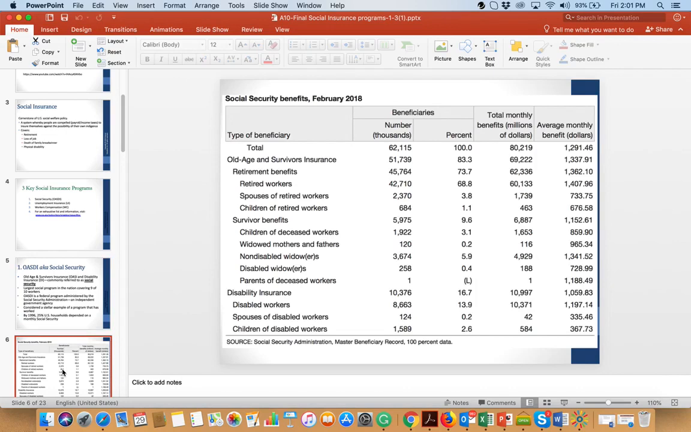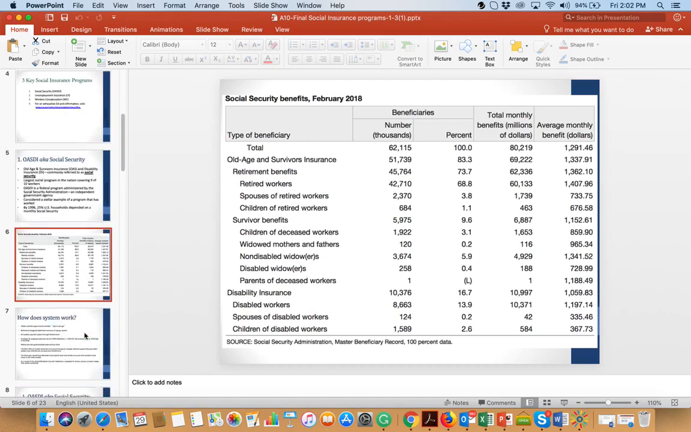This table basically tells you that about 62 million Americans receive monthly Social Security checks. This costs about $80 million, and each person individually receives an average of $1,291.46, at least by today. That was just a year ago. The most expensive program is the Social Security program, of course, followed by survivors benefits, disability insurance, etc.